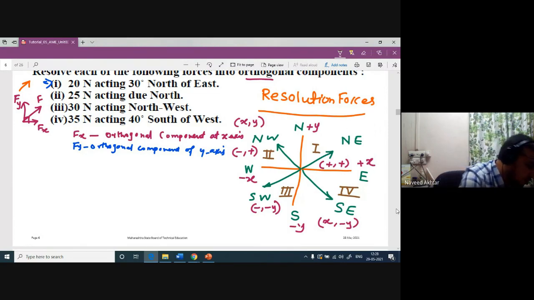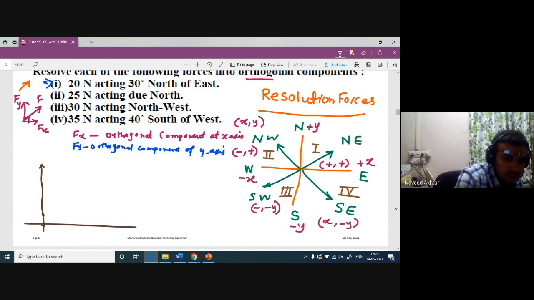So I will draw the quadrant first. I will draw the y-axis. Okay. So this is a freehand drawing, you can consider this. And this is the x-axis. So this one is our first quadrant.